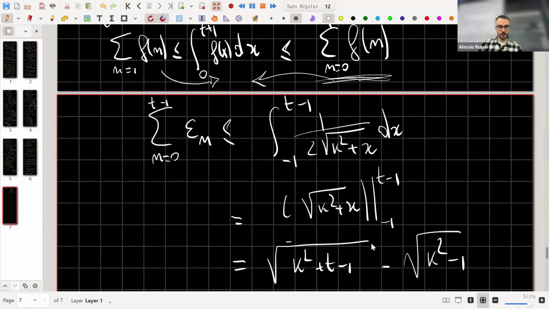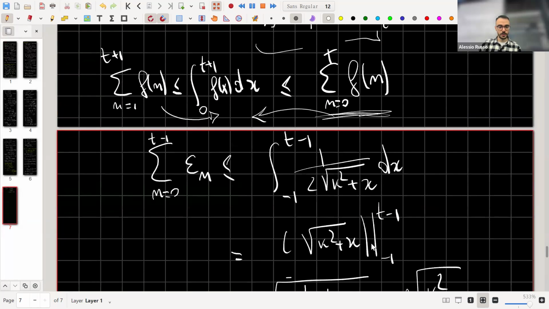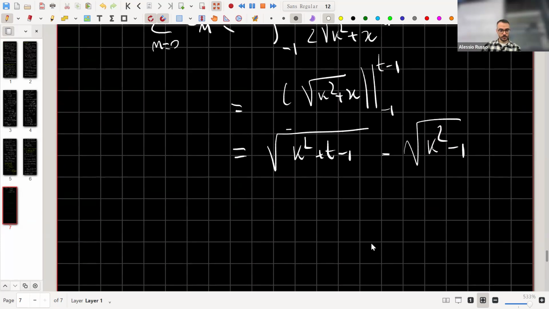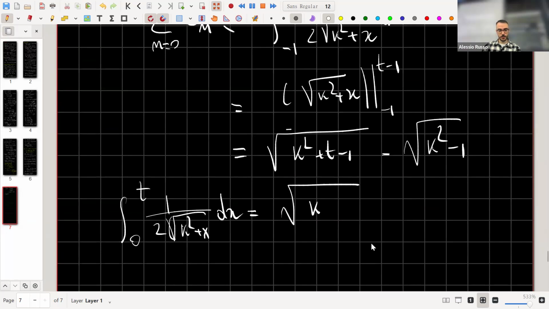And since we are already here, we can also do the lower bound. For the lower bound, we are gonna instead consider the other direction, which is gonna be the integral from 0 to t of 1 over 2 square root of k squared plus x dx. So we get square root of k squared plus t minus k. Because it's exactly the same integral.